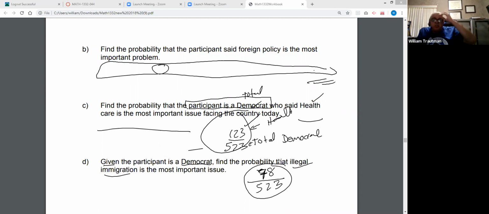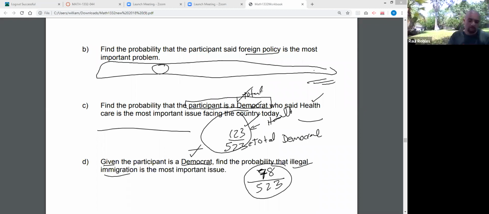So you've got to make sure. In the previous problem, it was talking about the whole thing. It just said, find the probability of participants who said foreign policy was the most important part. So they didn't say we're looking at the Democrats or Republicans. We're looking at everybody. Here we said only looking at the Democrats, and we're only looking at the Democrats. All righty.